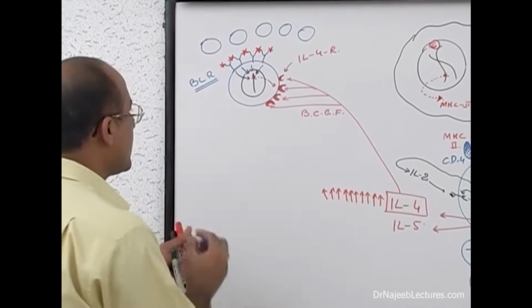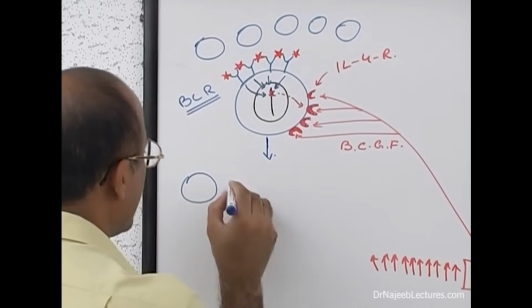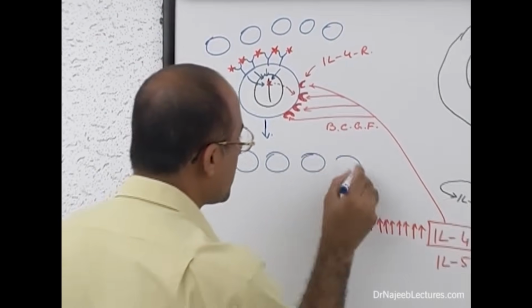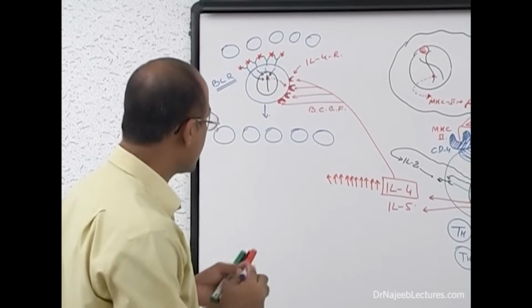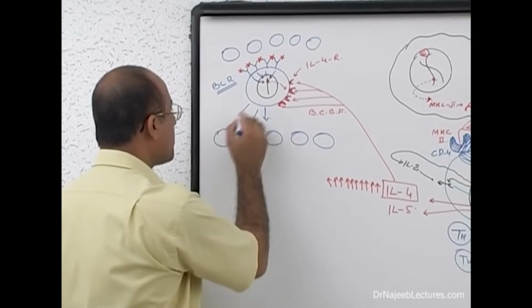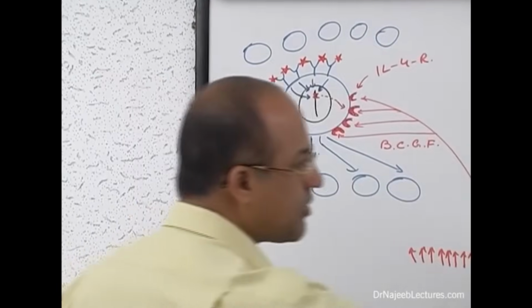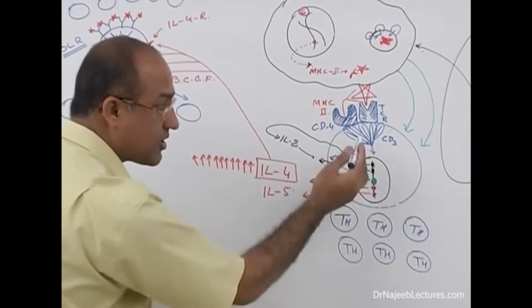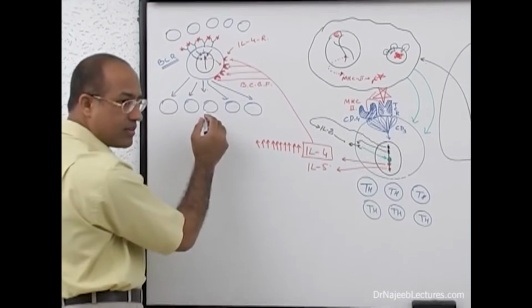Now what happens? These B cells will start multiplying, right? You can say pollen sensitive B cells will start multiplying. This is called again clonal expansion of B cell. Here there was clonal expansion of T cell. Here there is clonal expansion of B cells.